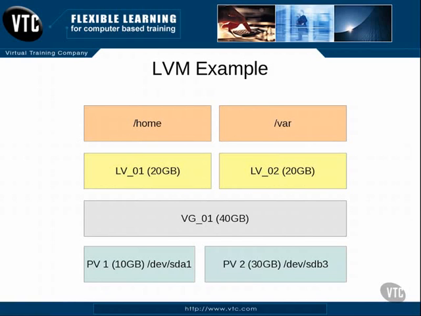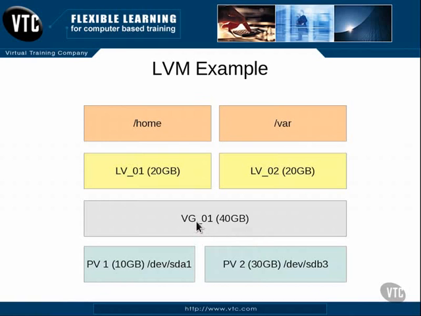Here is a diagram illustrating the different layers that make up LVM. At the bottom, you have the physical volume, which is just a converted physical disk, such as in this case /dev/sda1, and a 30 gig disk over here, /dev/sdb3. These physical volumes are then grouped together in a volume group. This one here, named volume group 01, has a total of 40 gigs, adding the 30 gigs from here and the 10 gigs from here.